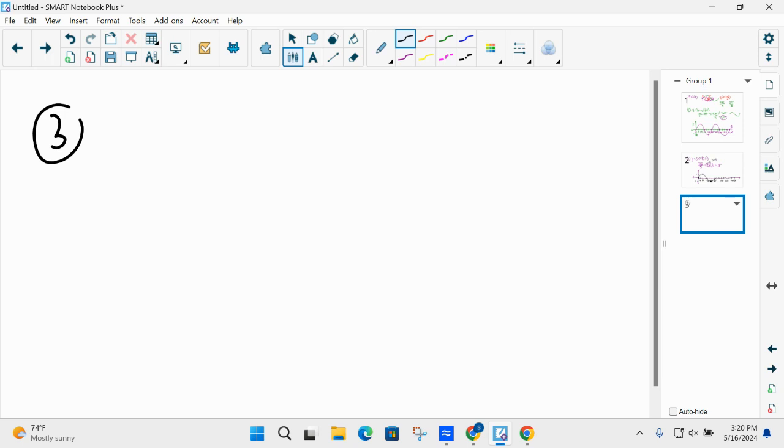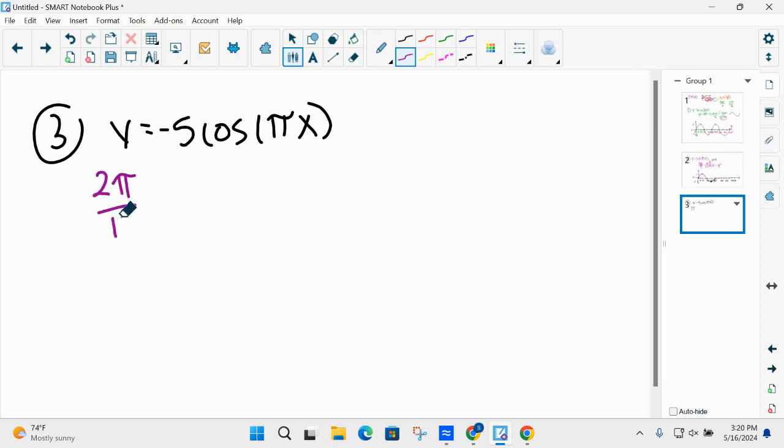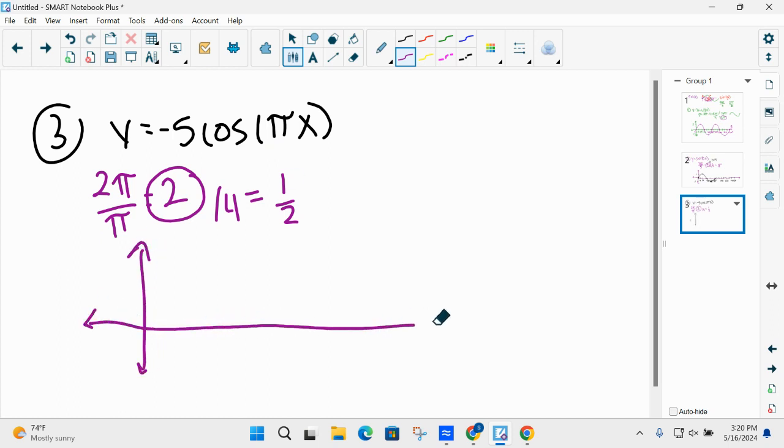3 is the first time on this worksheet we come across cosine. So -5 cosine of pi x. And since it's pi x, that means I'm going to be working with 2 pi instead of 360. So 2 pi divided by b, which is pi, is equal to 2. So that means our period is 2 units. If you divide it by 4, every 1/2 of a unit, we're going to have our intercept or maximum or minimum. So I guess I'm going to just go in ones or 1/2s.